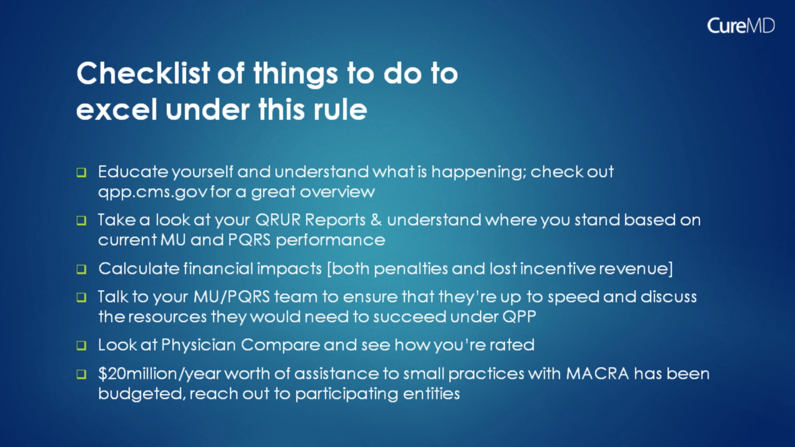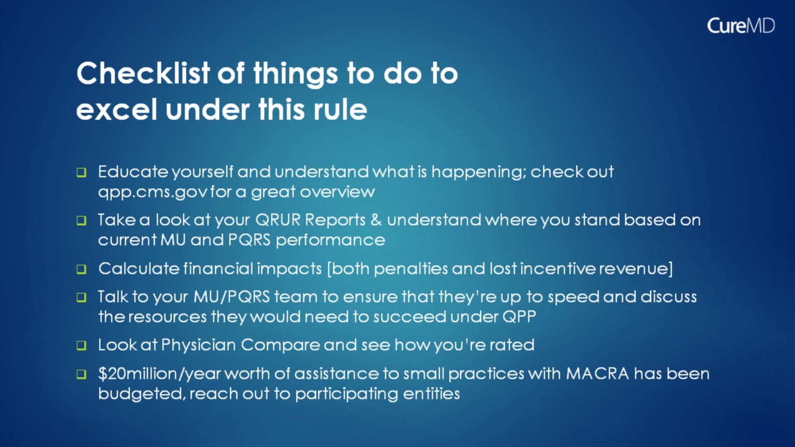All you need to do is to figure out what to do in the 4th, which is probably the smallest piece, and you can succeed in this program. The financial impact of this. So I would like you to be looking at both what it would cost you not to participate if you get a penalty, and what it would cost you in terms of lost incentive revenue.